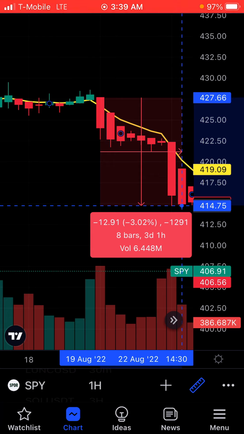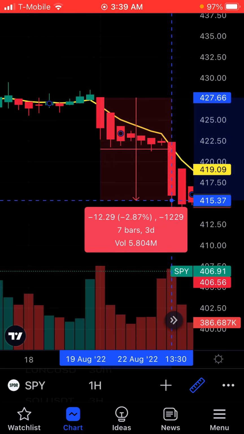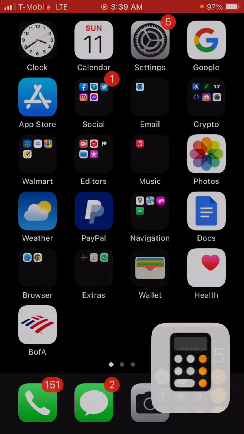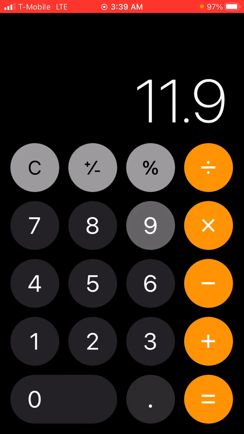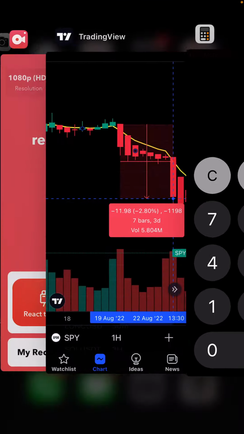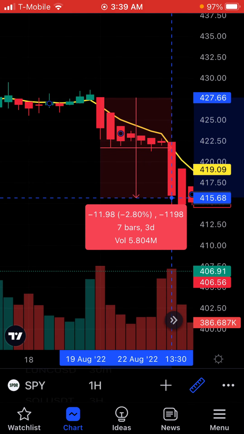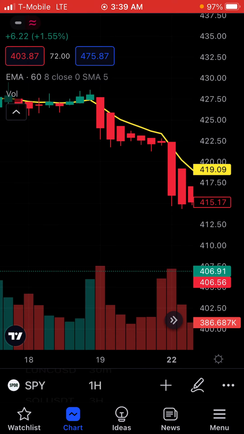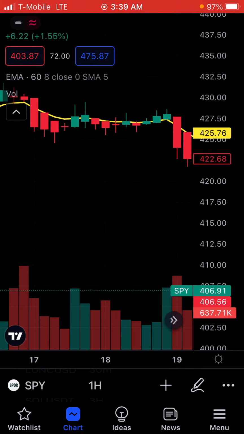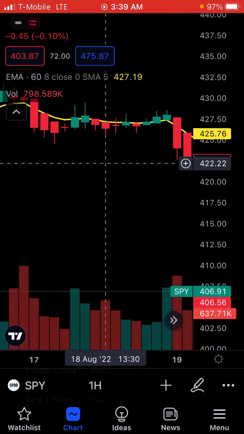and in 3 days, let's do even 3 days, 1198. 1198 times 50. It's $600. So in 3 days you made around $600. So right around here, let's just test this when not to do it theory.